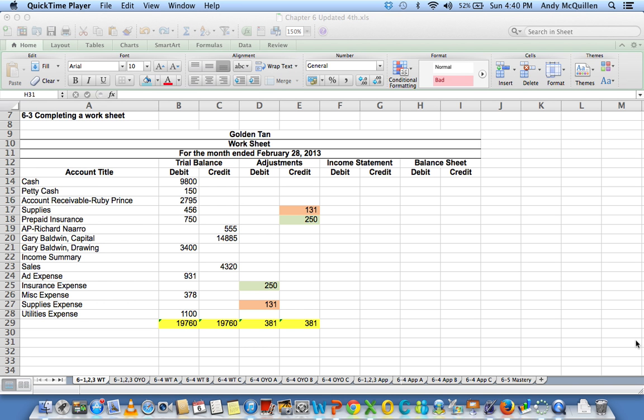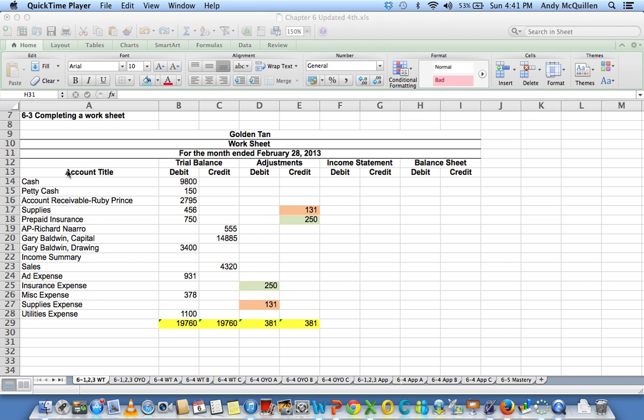As I said, this is a worksheet. It's a summary of where the business stands on a given day, and usually it'll be at the end of a month, as you can see there at the top. To go through what a worksheet is, you have the business name, which is Golden Tan. We always put worksheet in, and then it'll always be for the month ended. In this case, it gives us on page 155 the date, which is February 28th.